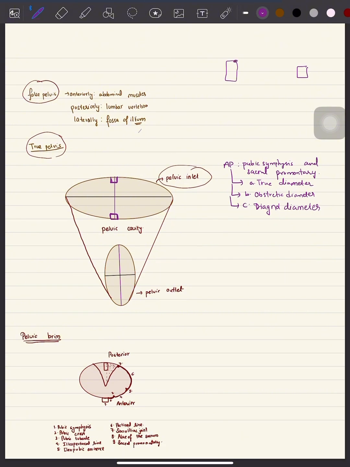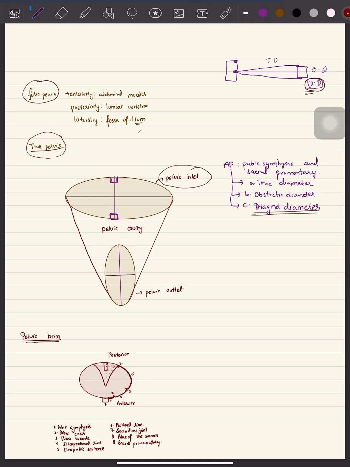The line joining the upper portion of the midpoint of the sacral promontory and the upper region of the pubic symphysis is the true diameter, and the one joining the midpoint of the sacral promontory and the midpoint of the pubic symphysis is the obstetric diameter. Finally, the one joining the midpoint and the lower portion of the pubic symphysis is the diagonal diameter. Now what we need to understand is, clinically we can measure only the diagonal diameter.